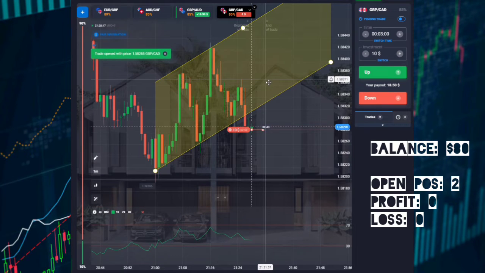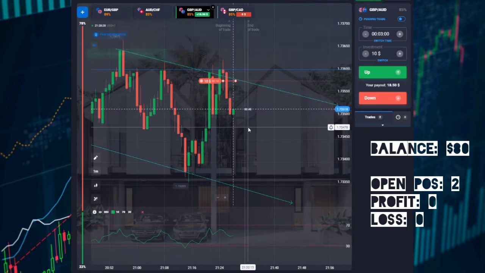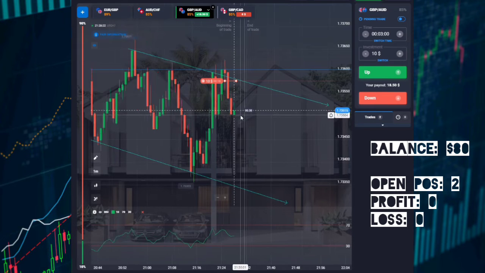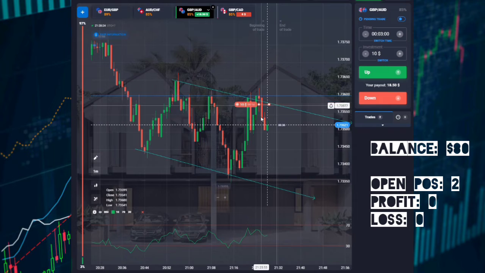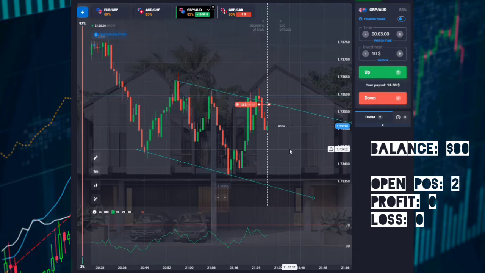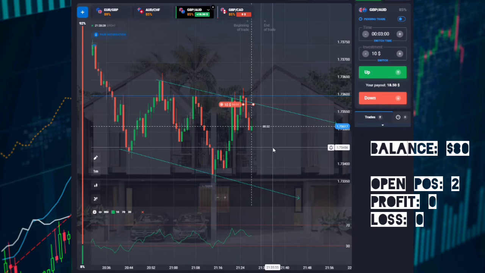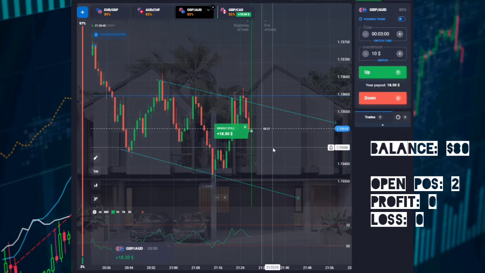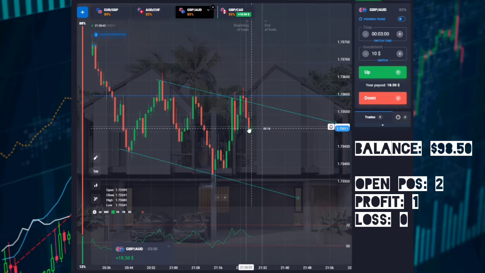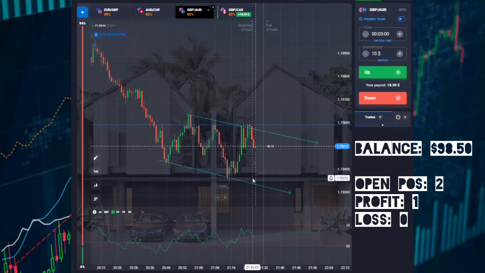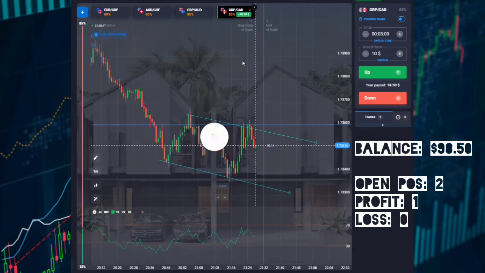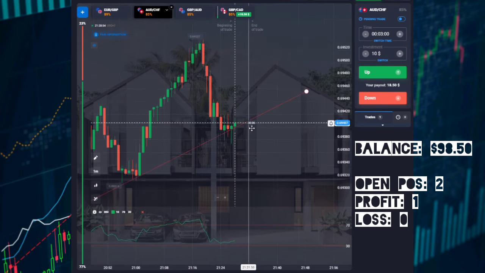I'm just going to do this. Okay, this one looks very good, I think. Yep, this one is going to be profit, I think. It's way down from our open position. There you go. We have made our first profit. 2 positions, 1 profit and 0 loss.